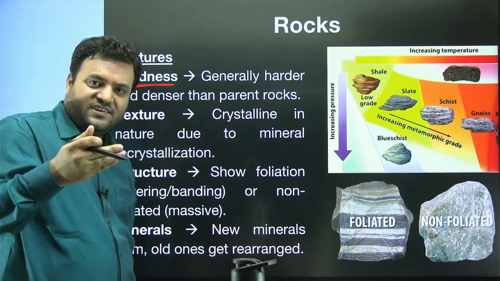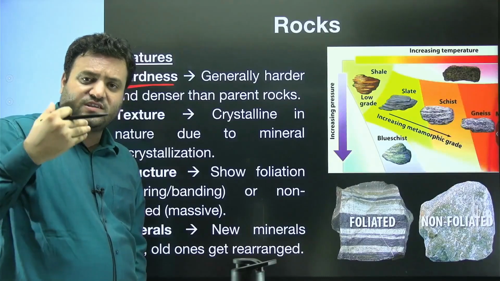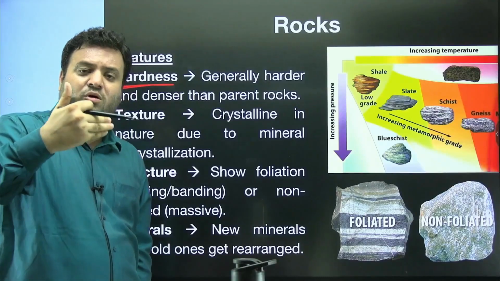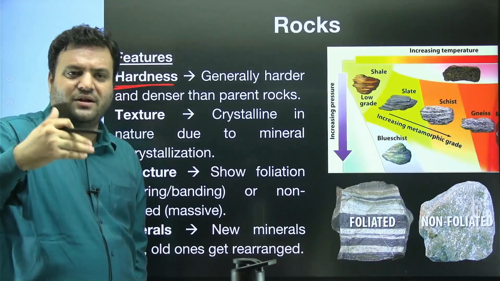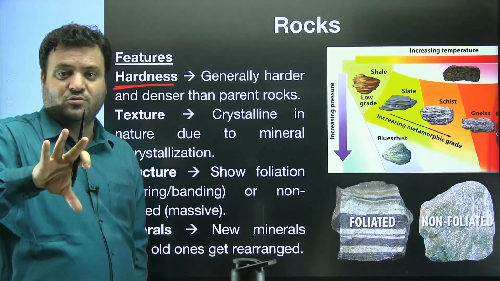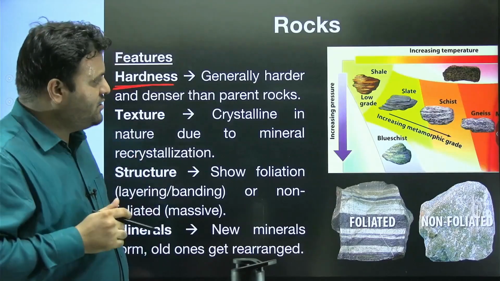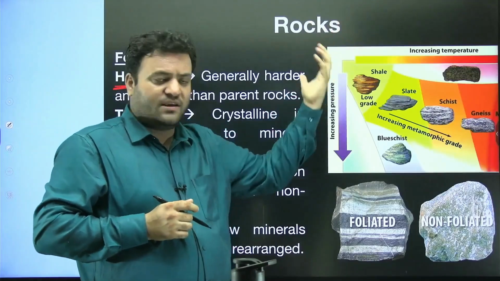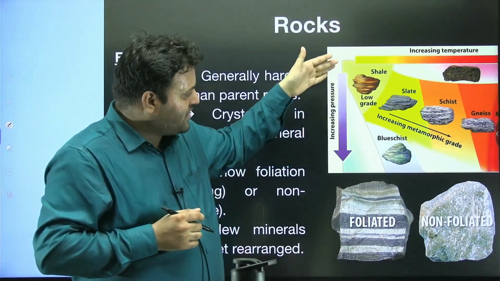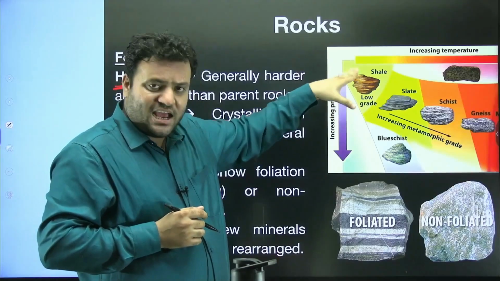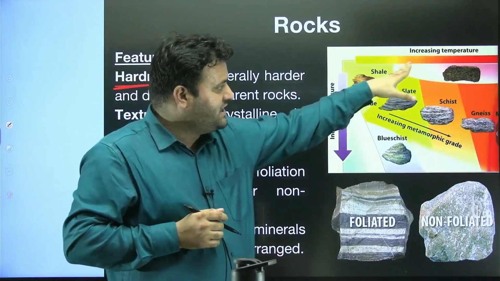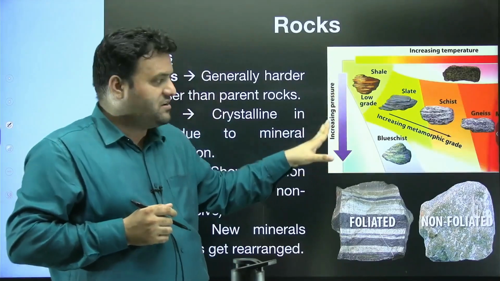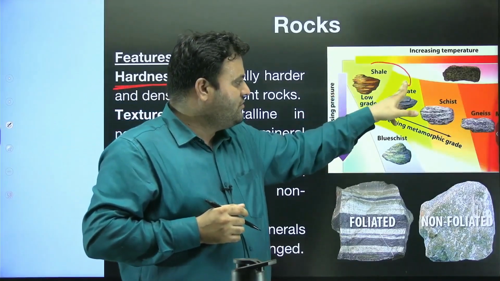If there is an igneous rock, and if this igneous rock is subject to further metamorphism, then as a result of further metamorphism, hardness would certainly increase. Here you can see an example. Suppose we have a shale, one kind of rock, and when this shale is subjected to increasing temperature and increasing pressure, it could be transformed into slate.